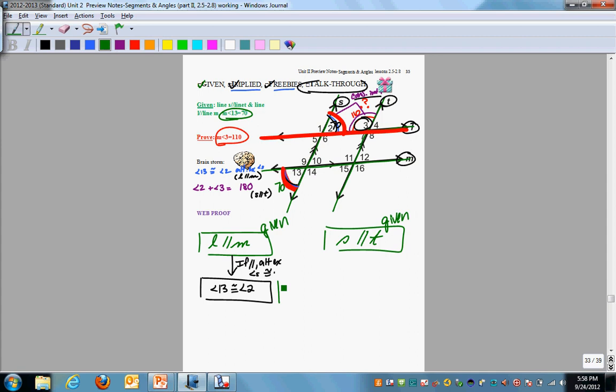Now over here we know that the measure of angle 13 equals 70, and why do we know that? It's given. And if we put these 2 pieces of information together, 13 is 70 and 13 is 2, we can say that the measure of angle 2 equals 70 as well, and that would be substitution.